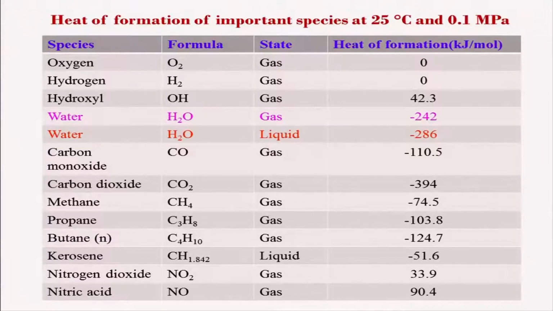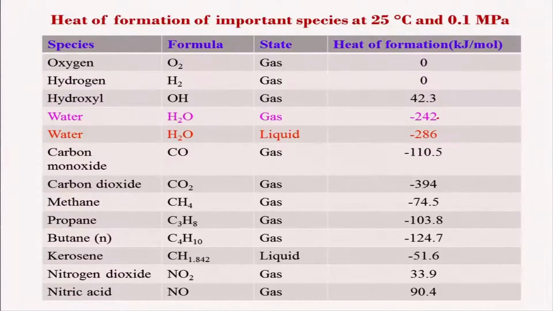So, these are the heats of formation of important species, as given here. I have given very few examples here. As I told earlier, the standard state for oxygen is the gaseous state, that is why it is 0. So also hydrogen, whereas water will be minus 242 if it is in the gaseous state. If it is a liquid state, it is minus 286. That means the difference is due to the heat of vaporization, right.